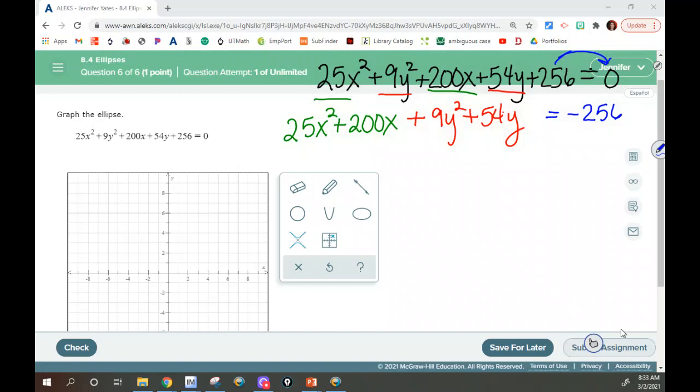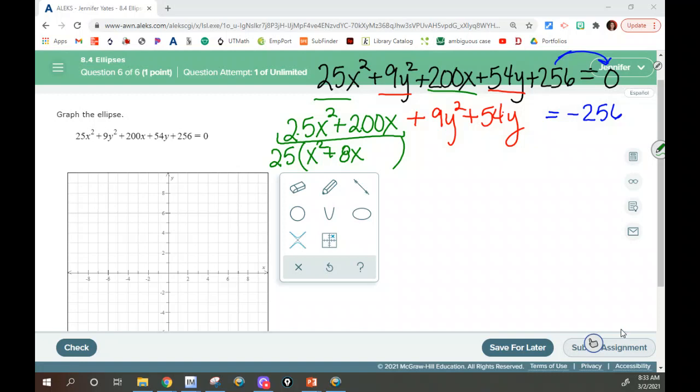Let's wait for you to get caught up in notes. All right. I am going to work just with the x's. Does 25 go into 200? Yeah, 8 times. So I'm going to factor out that 25. So this is x squared plus 8x. Leaving some space.